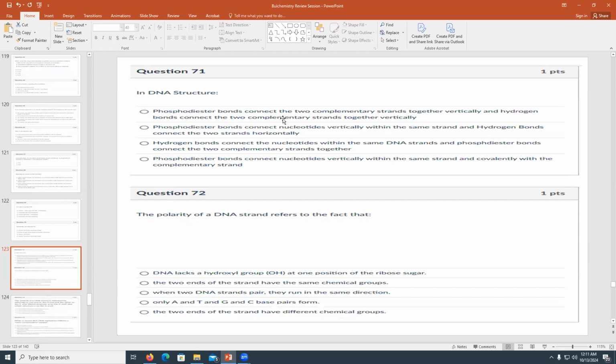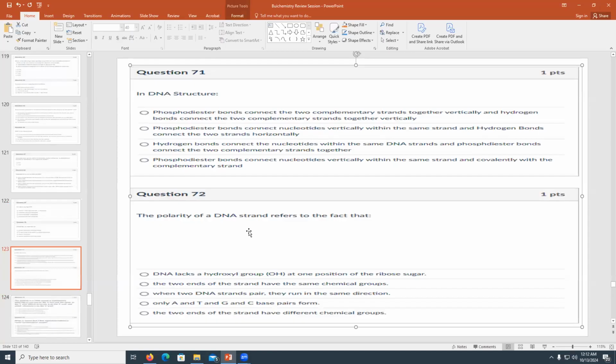DNA structure: phosphodiester bonds connect nucleotides vertically within the same strand, and hydrogen bonds connect the 2 complementary strands horizontally. Perfect. That's the right answer.